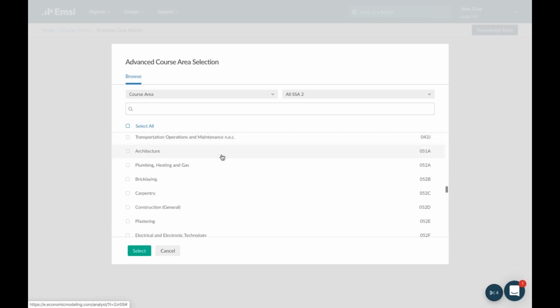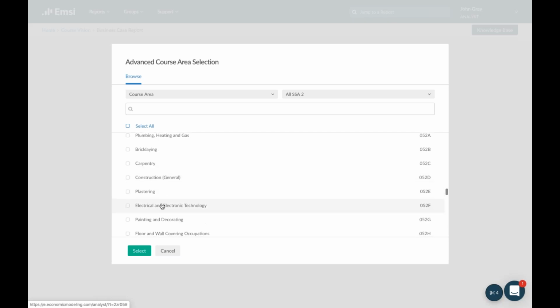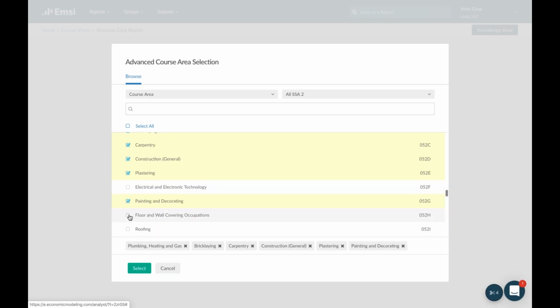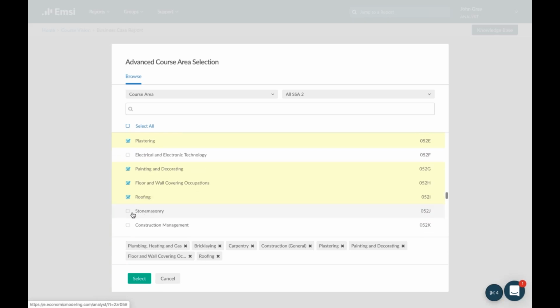Yeah, so if we looked at this, what some people do, and I've seen them using the tool in this way, is type construction, see construction general, and then just select that one area. But actually what you want to do as a starting point is probably pick plumbing and heating, bricklaying, carpentry, construction, plastering, maybe painting and decorating, floor and wall coverings, roofing. You get the idea. Let's just pick stonemasonry and construction management. So you're looking at the entirety of the course area for construction.